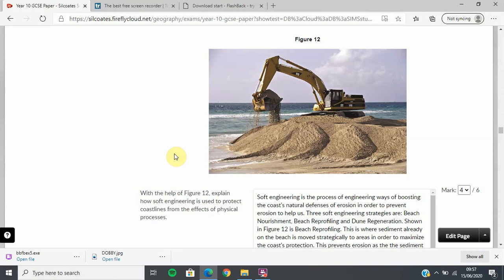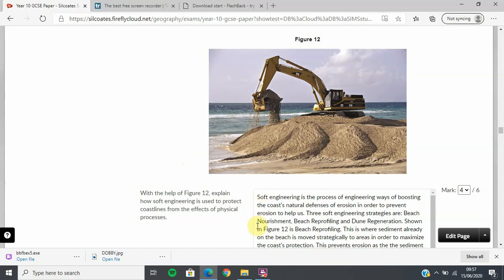Okay, so just be careful there. Quite a lot of you talked about making the beach steeper. That isn't what you do. You don't want to make a beach steep. You want to make it a nice gradual slope. You do want to build up the beach with more sediment on it. That may be what you were referring to, building up the beach with more sediment. So that's what you've got to talk about here.